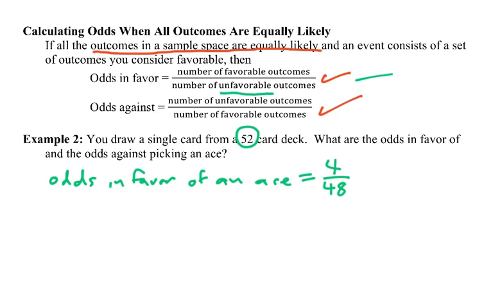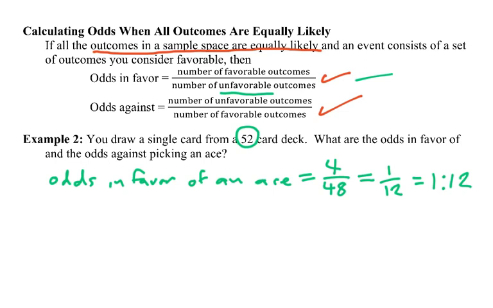Now, you'll always get a fraction, but what you'll do first is reduce that fraction. 4 divides into both the numerator and the denominator. 1 over 12. And then you write that in this very special notation, and we say 1 to 12. So that's how you calculate the odds more casually.